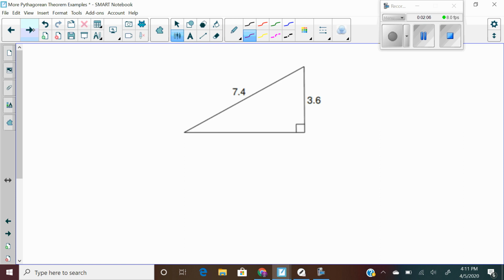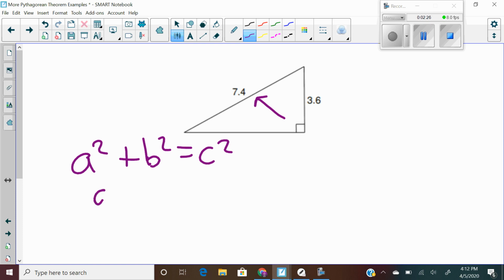This next example, I have the hypotenuse. 7.4 is directly across from the right angle. So this time I know what c is. So I'm going to do a squared plus b squared equals c squared. I always plug in for b because it doesn't really matter and solve for the a squared. It's easier to see. So I'm going to have a squared plus 3.6 squared equals 7.4 squared.